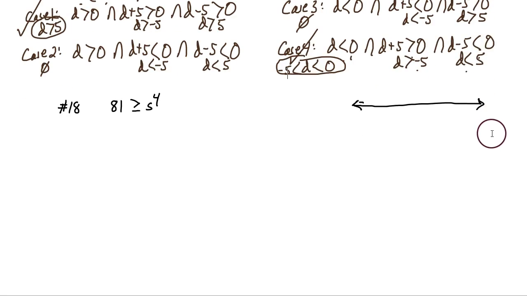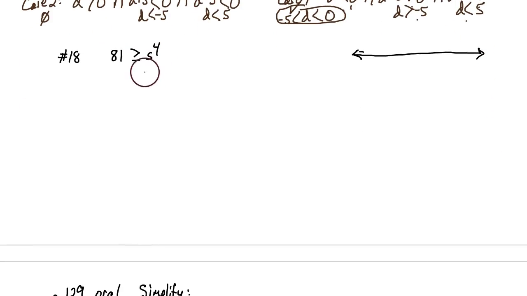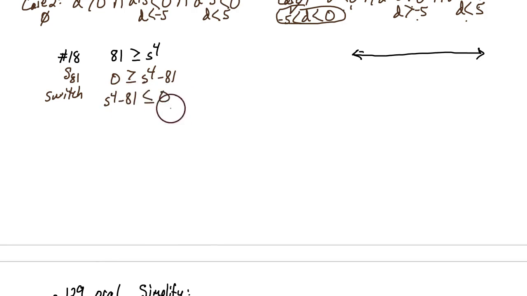Number 18, we don't have a 0 on the right side, so let's create a 0 by subtracting 81 from both sides. We get 0 is greater than or equal to s to the 4th minus 81. But we still don't have the 0 on the right side. Let's switch the sides using the symmetric property. We have s to the 4th minus 81 is less than or equal to 0. Notice when you switch the sides, the arrow has to switch as well.